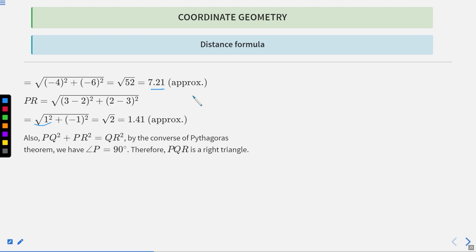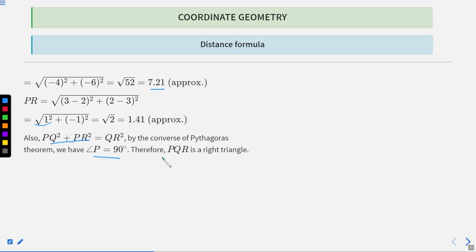Okay, and this is equal to the square root of 1 squared plus (-1) squared, which is equal to the square root of 2, and this is approximately equal to 1.41. And now by the converse of the Pythagoras theorem, PQ squared plus PR squared is equal to QR squared. So we have angle P is 90 degrees, therefore PQR is a right angle triangle. So actually this is the converse of the Pythagoras theorem. So we have PQ squared plus PR squared equal to QR squared.